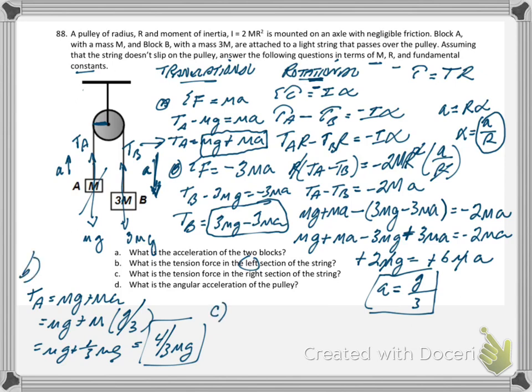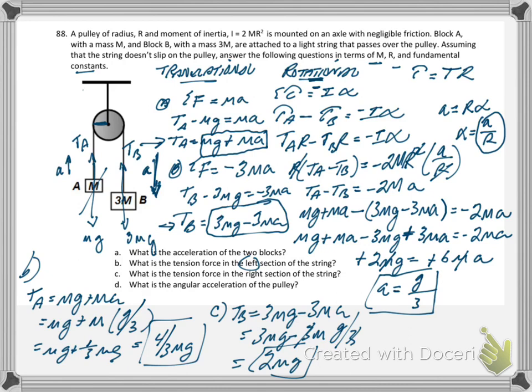For C, we have to use this equation right here. Tb equals 3mg minus 3ma. We plug in g over 3 for a. That cancels the 3's. So Tb is going to be 3mg minus mg, which is 2mg. And lastly, D, what's the angular acceleration? We have that up here. Angular acceleration equals a over r. Our acceleration is g over 3, so the angular acceleration is g over 3r.